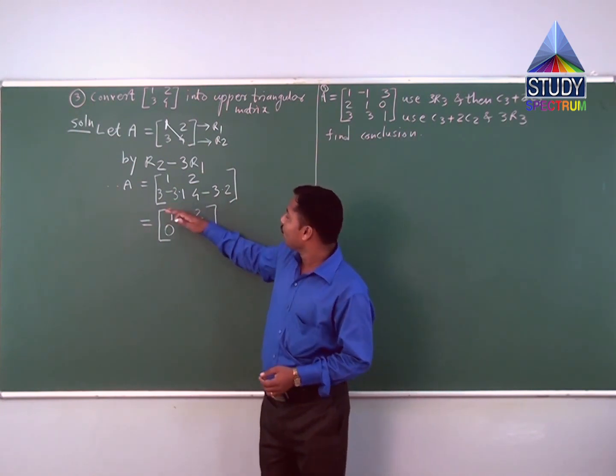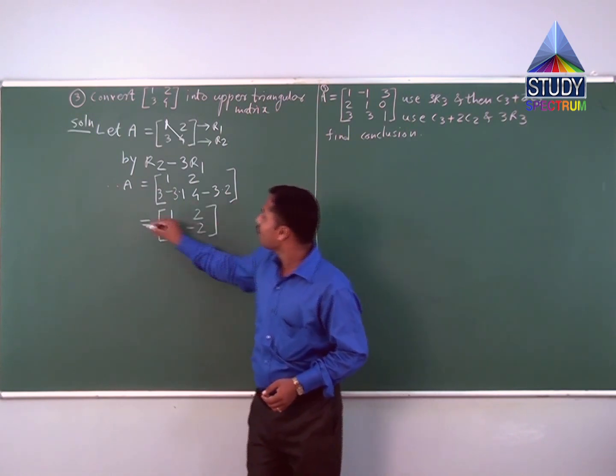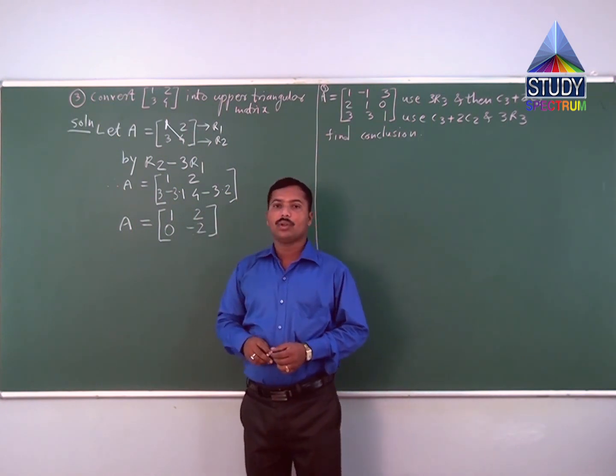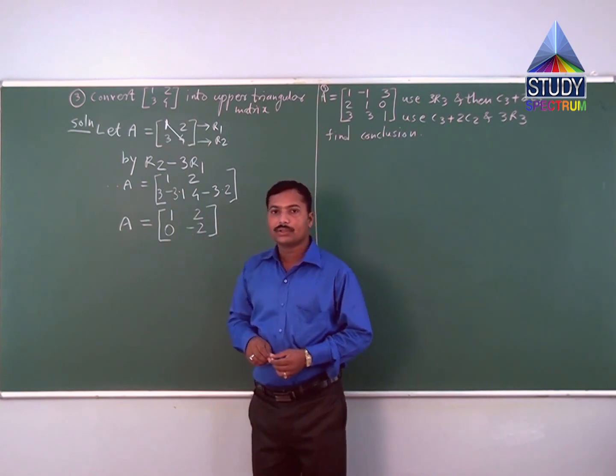So the numbers below the diagonal are 0, and therefore we have converted the given matrix A into this upper triangular matrix.